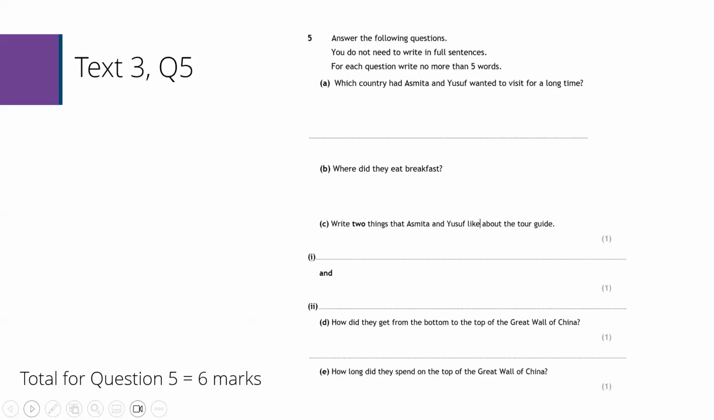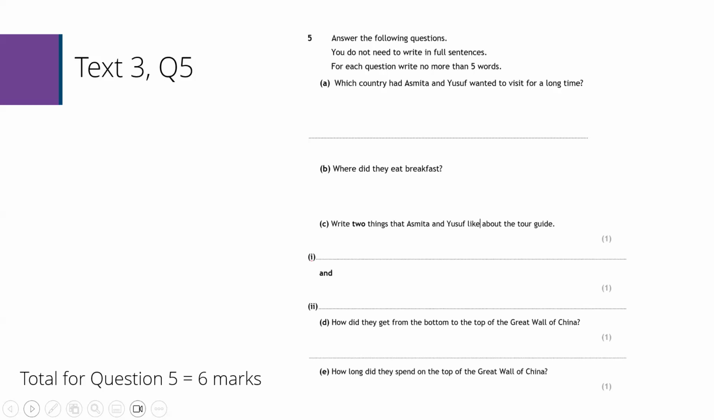And question 5 there is that free response question. Now, I think it's just worth mentioning to you the rubric at the top. You do not need to write in full sentences. And for each question, write no more than 5 words. The questions are designed so that they can be answered in just a few words. And obviously, we need to make sure that students choose just the correct words from the text, or they manipulate the language very slightly in order to answer the question.